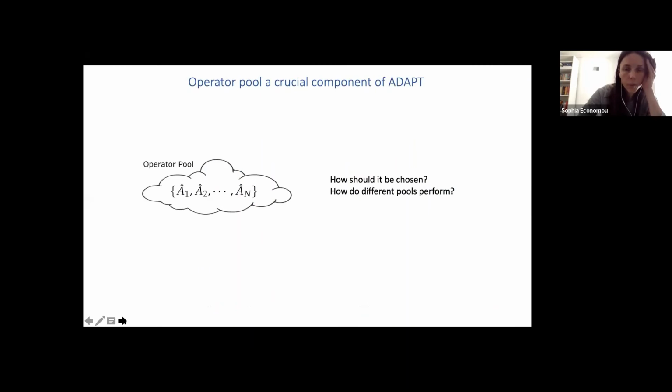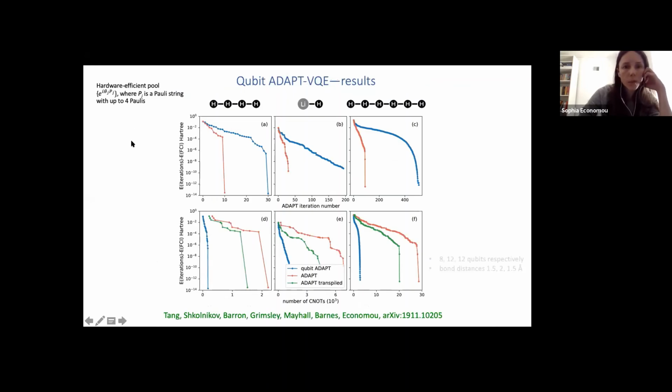Of course, this operator pool is a crucial ingredient. And maybe I should go a little bit faster. So one question is, how do you choose this and how do different pools perform? We've tried to use a more hardware efficient pool where we just use exponentiated Paulis with up to weight 4. And we see that while you may need more parameters in some cases for this more hardware efficient pool, you typically need much fewer CNOTs, sometimes by orders of magnitude. So it appears that hardware efficient pools win.